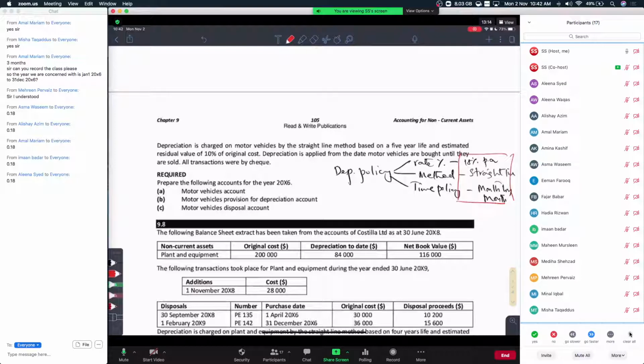And now we have the depreciation policy. We need to have all three components of the depreciation policy. So now we have it based on the conditions given: 18% per annum, straight line method, month by month depreciation usage. So now we can start our work.